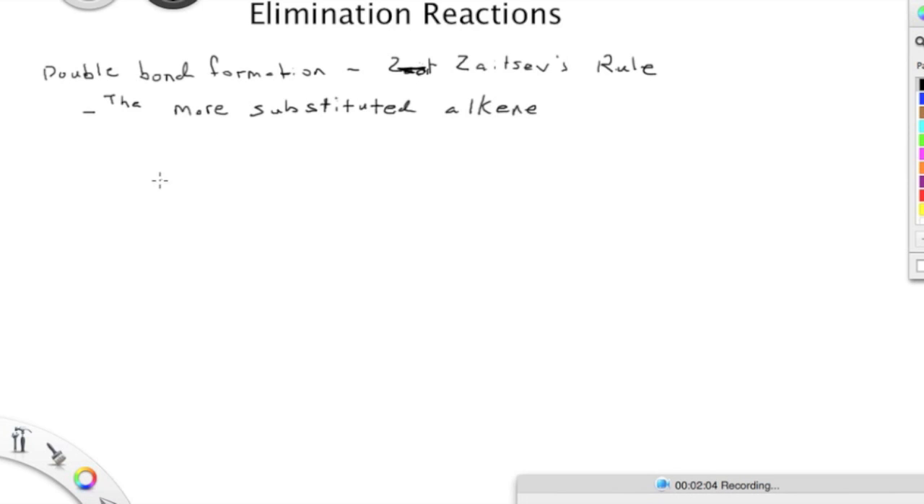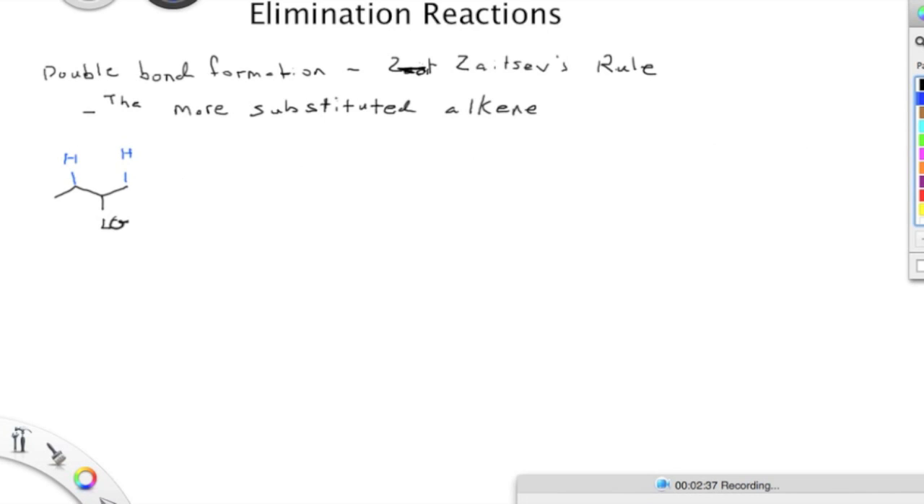And as an example of this, you might have something that looks, for instance, like this, where we have a leaving group here. So I'm going to represent that with just Lg. And so what you can see is that we have hydrogens that are here. There's 3 of them here. And we also have a hydrogen that is here.